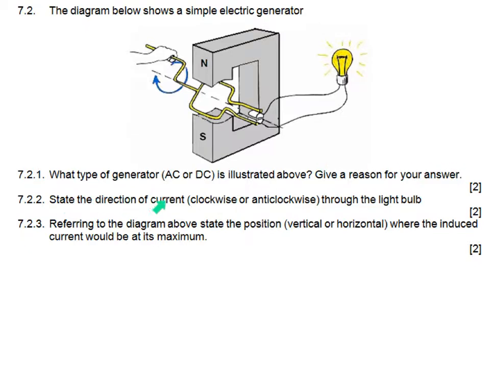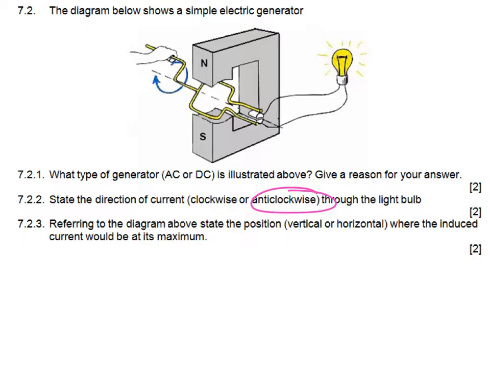State the direction of the current, clockwise or anti-clockwise, through the light bulb. You now need to use your right hand motor rule. You're turning this coil in that direction over there, which means this arm would be coming up and this one would be going down, going from north to south using your right hand. And what it turns out as is that the current is going to land up going in that direction over there. So it is anti-clockwise.